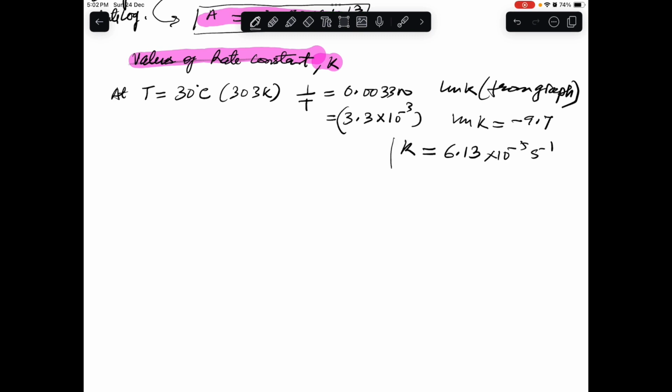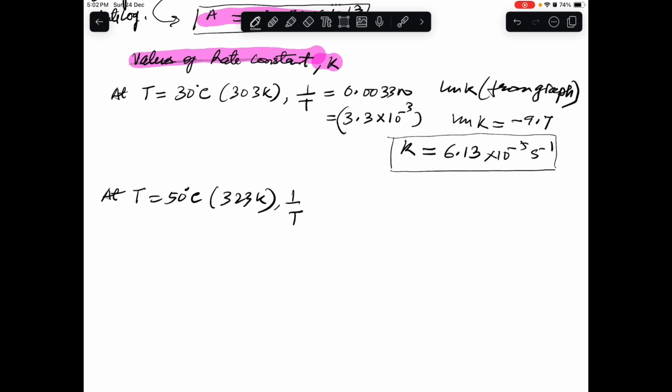And this is our first value of K at 30 degrees Celsius temperature. Now at a temperature equal to 50 degrees Celsius, that is 323 Kelvin, here we will find out 1 by T in the same manner. 1 by T will be 0.00309, which is equal to 3.090 into 10 raised to the power minus 3. This is the value of 1 by T.